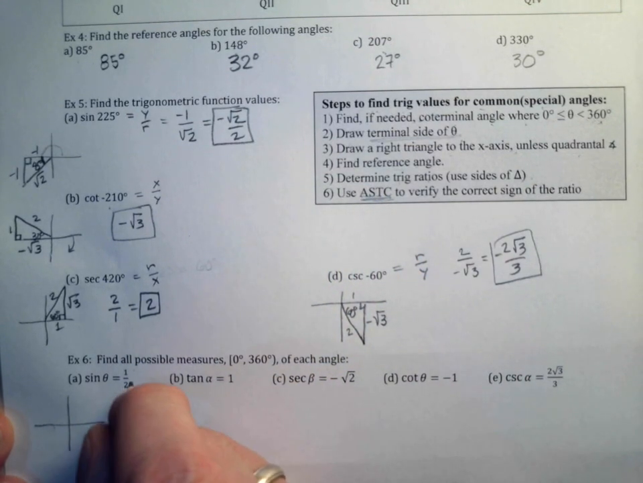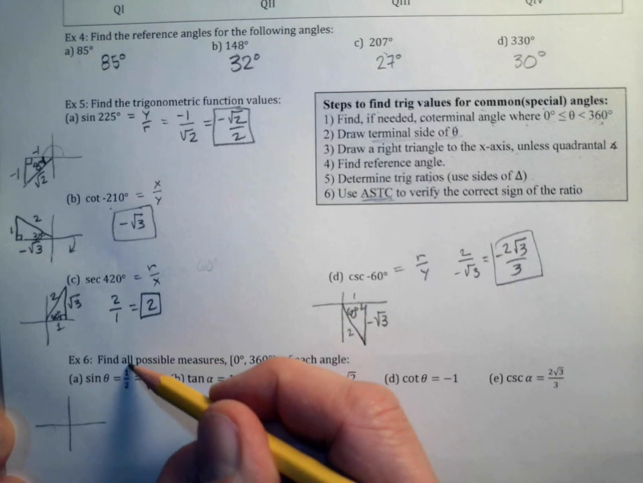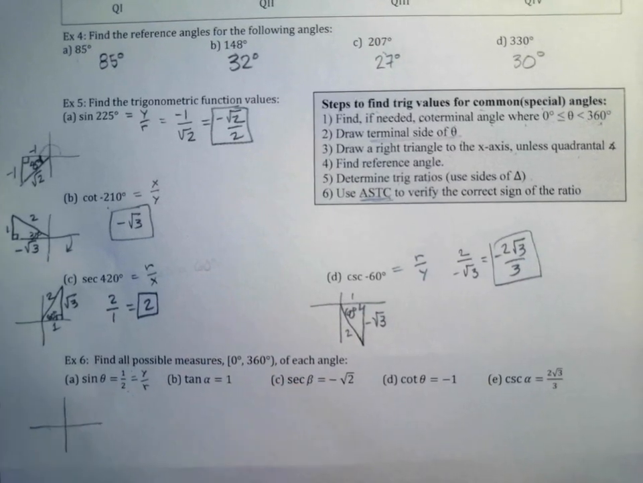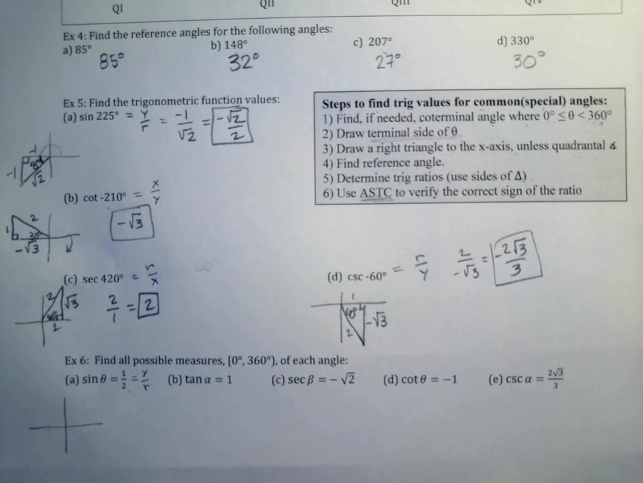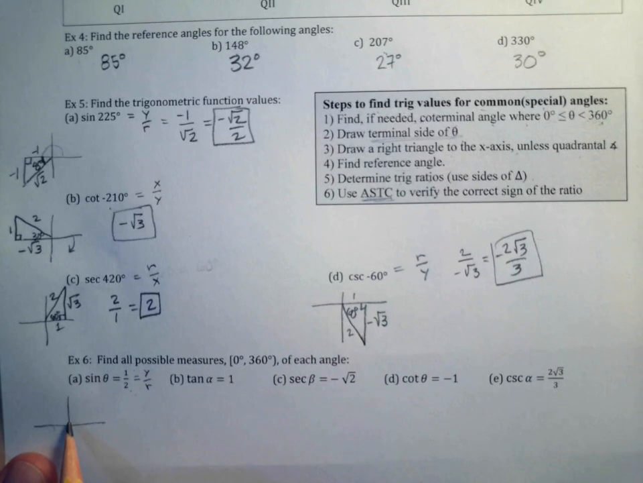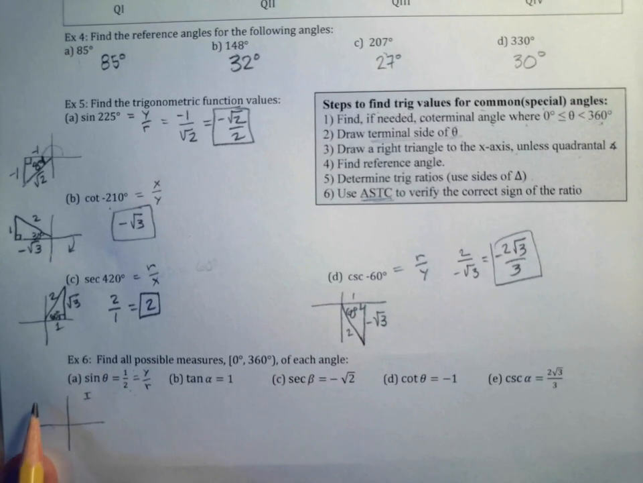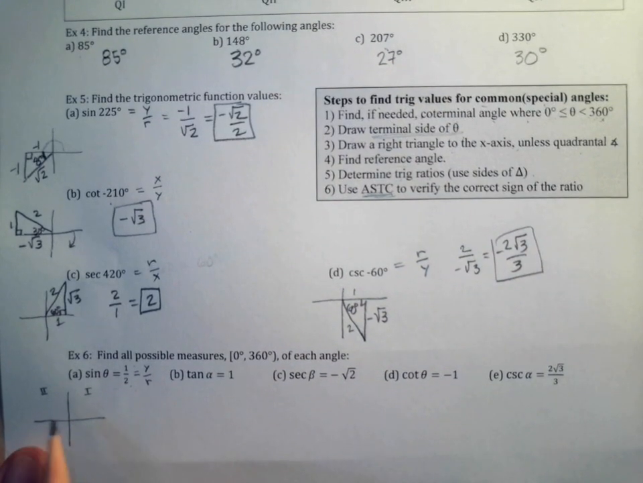All right, and also think about the sine. The sine is y over r. So think about y and r. For all of these, our reference angle is going to be 30, 60, or 45. So I know this is in the first quadrant and in the second quadrant. Sine is positive, so I know I'm in those quadrants. So I'm going to draw a picture.